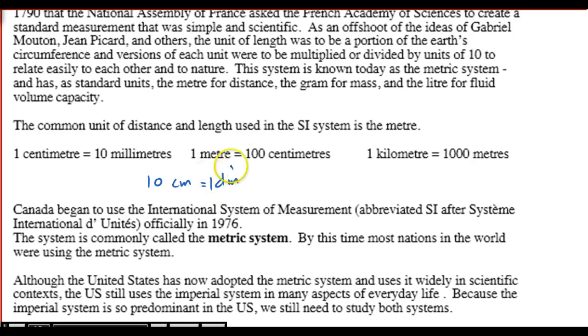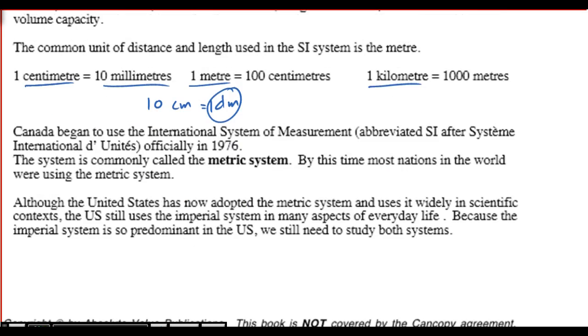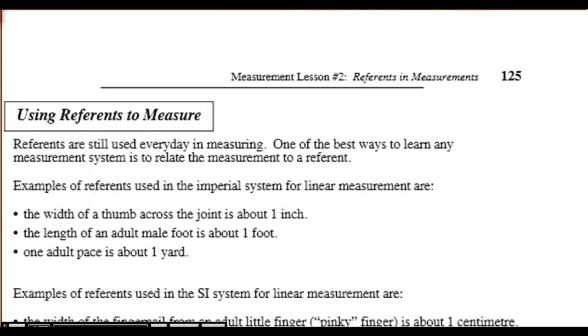This one is not as common. The ones you're used to are kilometer, meter, and centimeter. Often millimeters are used as well, for example, millimeters of rain. Okay, now let's get into some questions here.